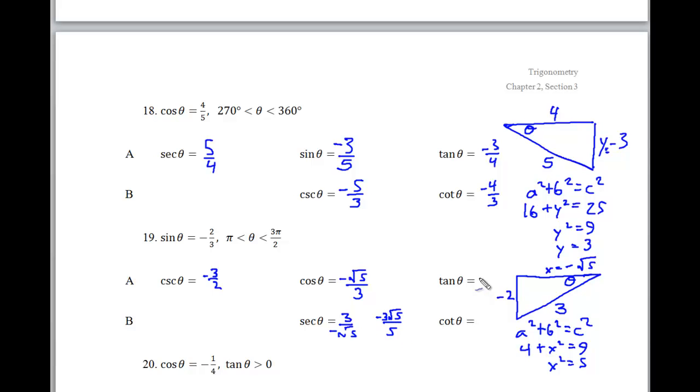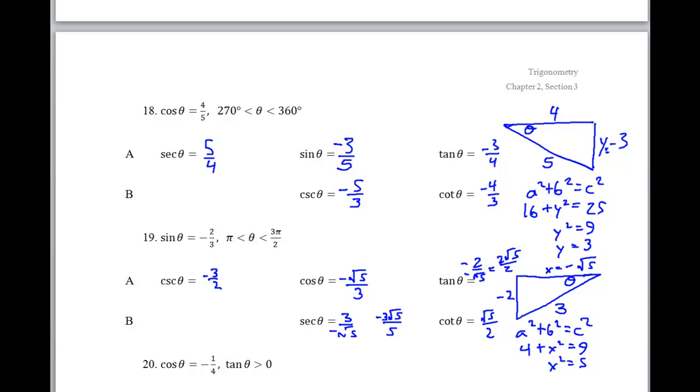Tangent. The tangent is going to be opposite over adjacent. So negative 2 over negative square root of 5, which is 2 over square root of 5, because negative divided by negative is positive. Then we rationalize the denominator by multiplying top and bottom by square root of 5. So we get 2 square root of 5 over 5. To do cotangent, it's going to be the other way around. We got negative square root of 5 over negative 2. Now you can flip this on its head, and you get square root of 5 over 2, which again turns positive because 2 negatives make a positive.